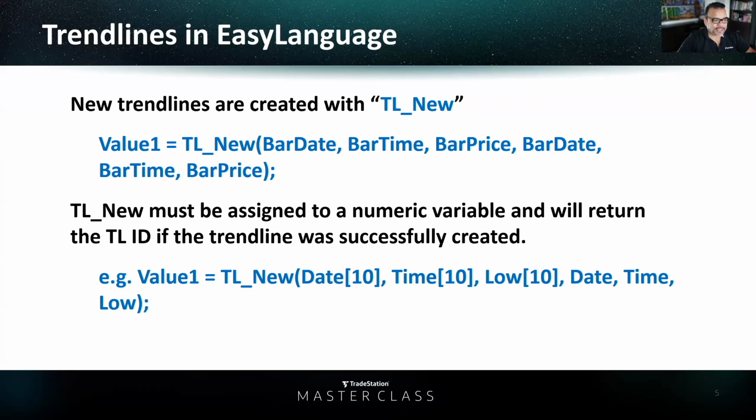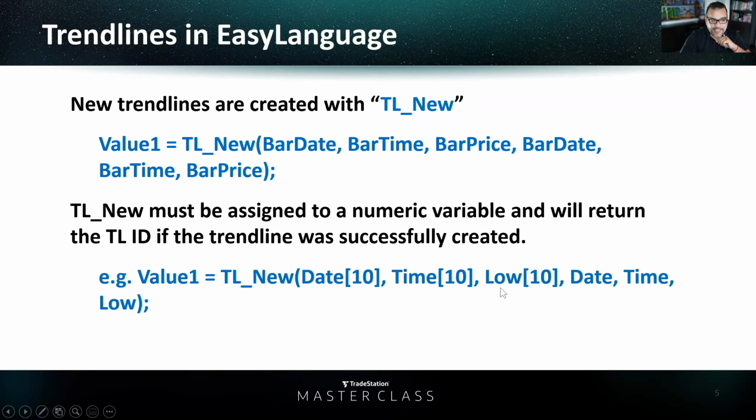Okay, TL_new must be assigned to a numeric variable and will return the TLID if the trend line was successfully created. The reason we have to store the creation of the trend line in a variable is that the whole line of text you see up here returns a number, which is the trend line ID. So that's going to be stored in that variable.